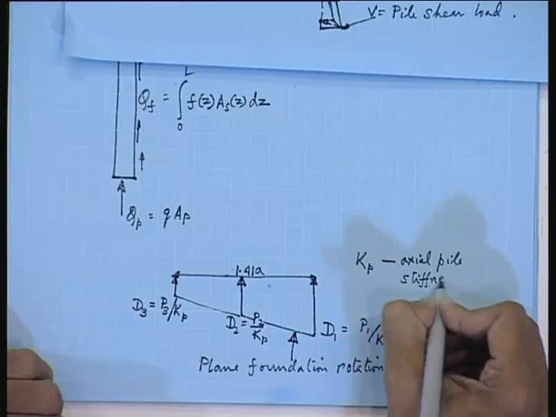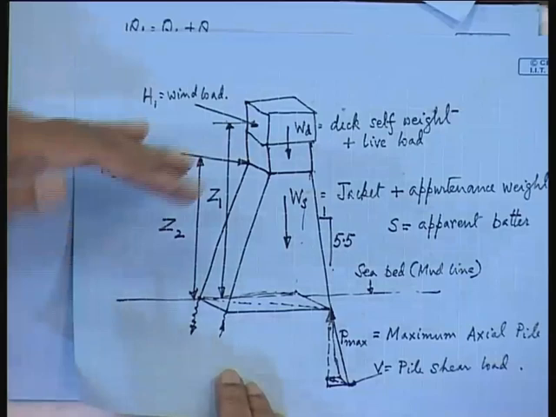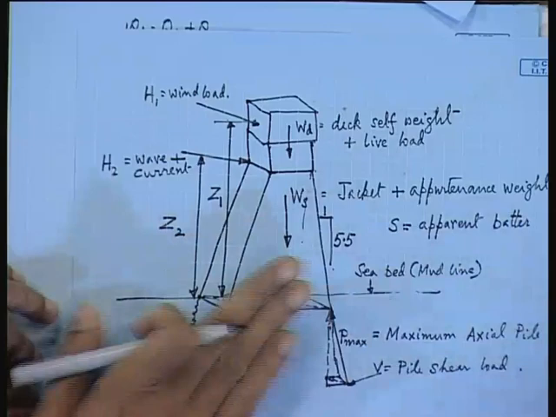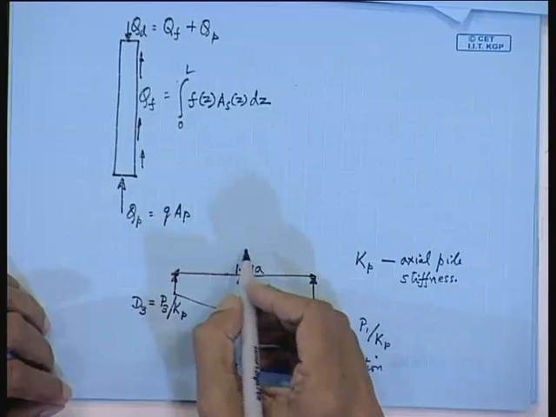Now here, since the pile is rotating, there will be two forces. One you will find because of this H1 plus H2, which is coming in this direction, the whole platform is going to shift in this direction. So piles will have a shear force coming here and a toppling moment. Your shear force, you write this as Vb.